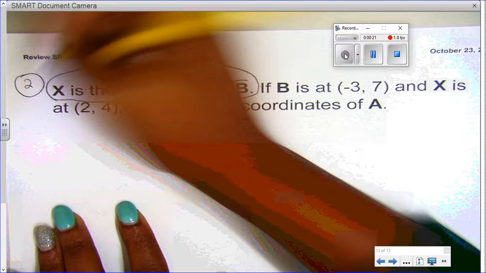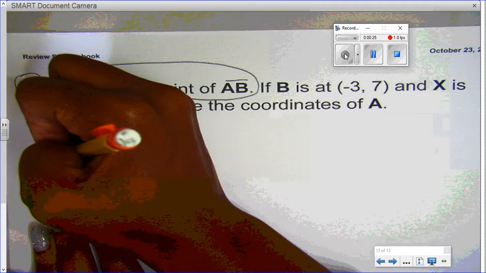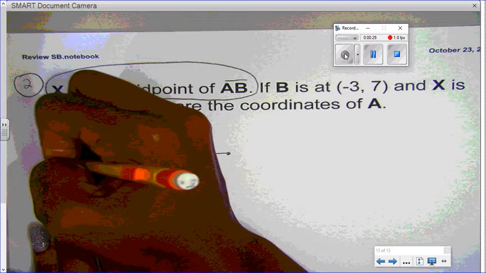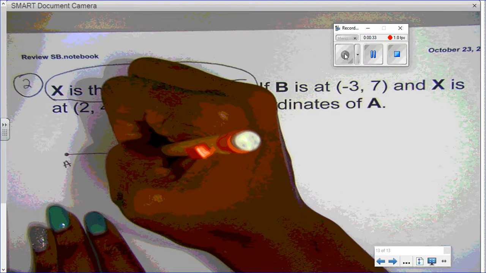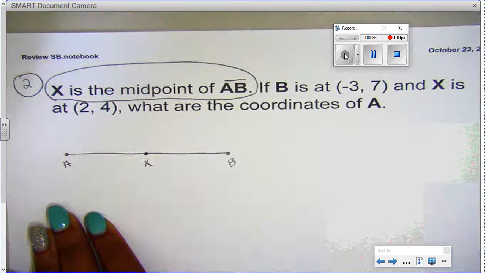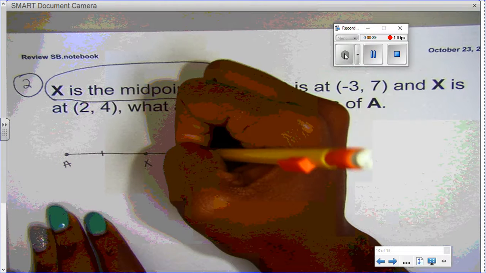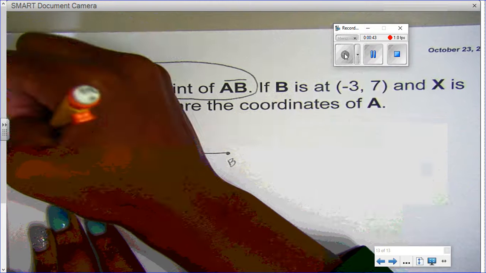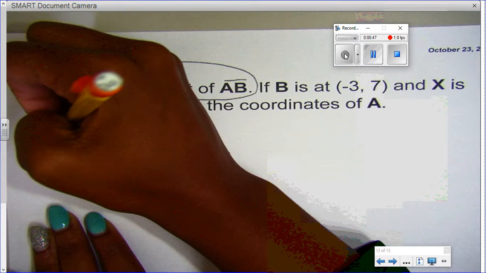X is the midpoint of AB. So I know I can make a segment, and I have A, B, and I know X is the midpoint. And what do I know about a midpoint? A midpoint will make these two segments congruent to each other. So now I know that AX is equal to XB.